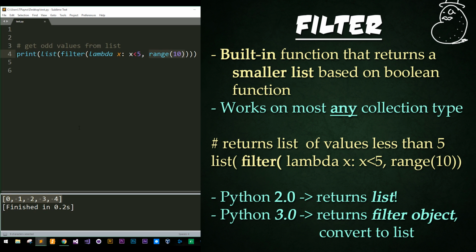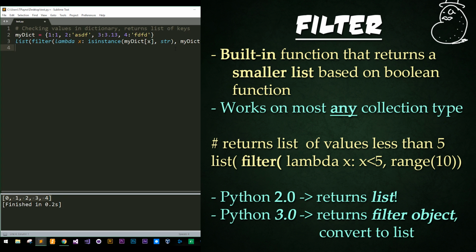Python 2.0 returns a list, but Python 3.0 returns a filter object. This filter object needs to be cast as a list in order to use it. Let's look at a second example.